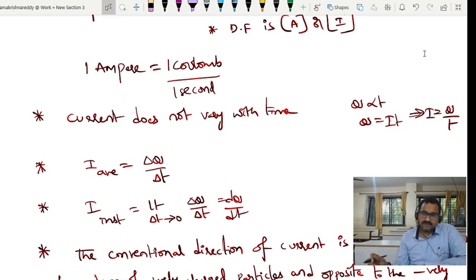Next point, steady current doesn't vary with time. So you can write Q directly proportional to t, and from that Q is equal to some constant into t, that is, I is equal to Q by t. Current doesn't vary with time, we can write it in this way.